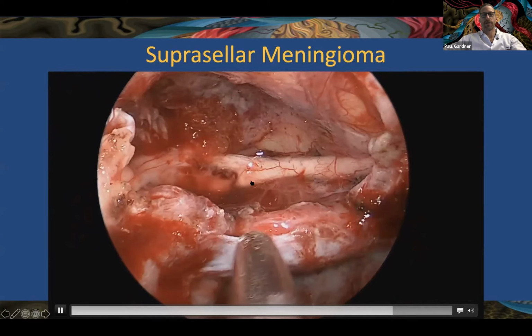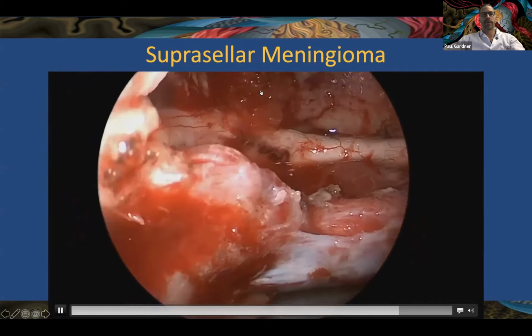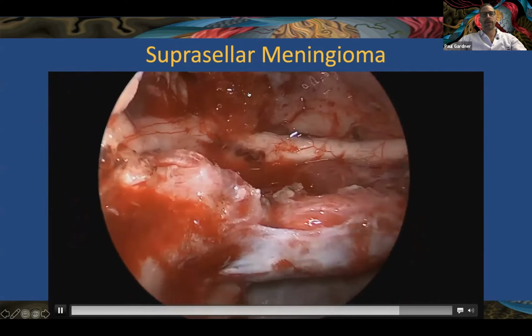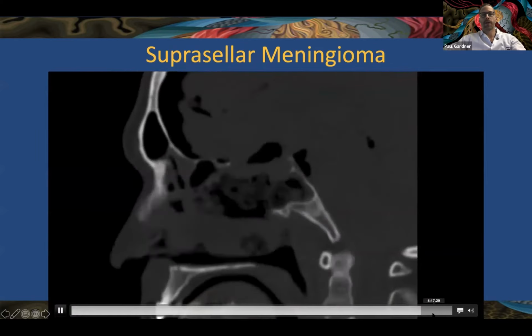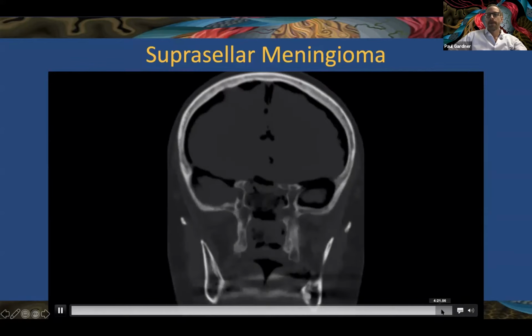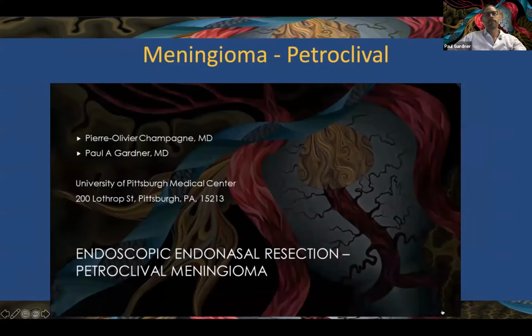And here you can see the nerve completely dissected free. We've gone over the top of the optic. That's a little Avitene packing there. And then multi-layer reconstruction, including vascularized. Here's the immediate post-operative CT. We got an MRI later showing complete removal.